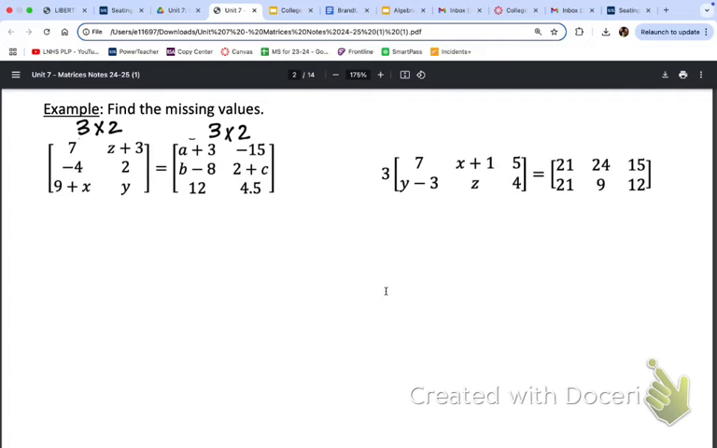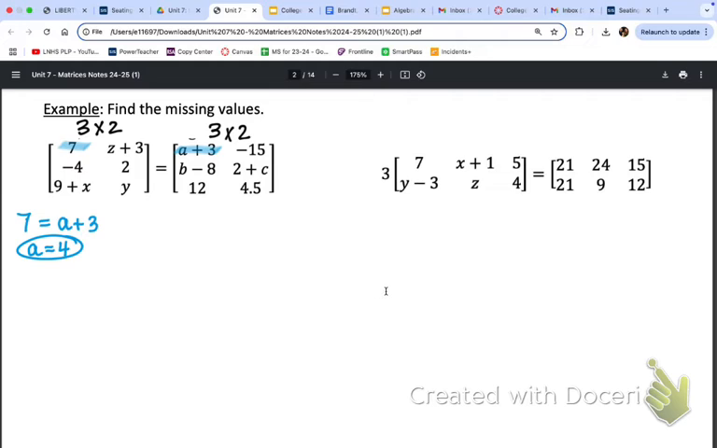Since they have the same dimensions, I can set this stuff equal. So 7 is equal to a plus 3. They're both in that top left spot. You literally just set them equal. 7 equals a plus 3. And then I would subtract 3 and solve this equation. What's a? 4. That's all you have to do.